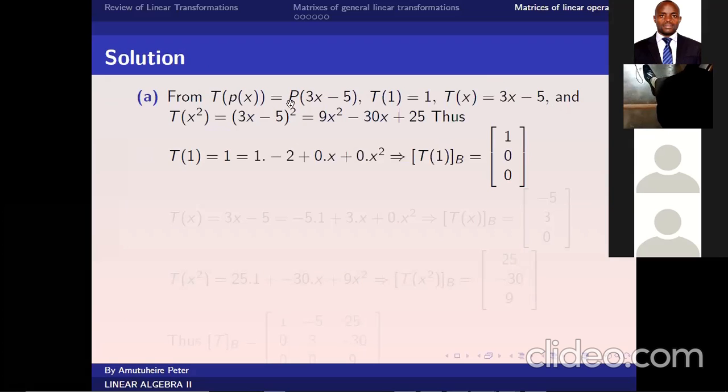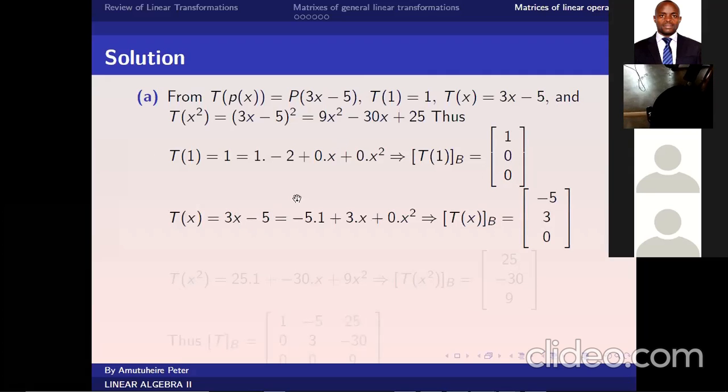So when we write T of 1 as a linear combination of the basis elements, T of 1 is 1. So we can write 1 as 1 times 1. Sorry, this is an error. We need to correct this error. This should be 1, not negative 2. So it is 1 times 1, plus 0 times x, plus 0 times x squared. That one gives us 1, so we get this 1.